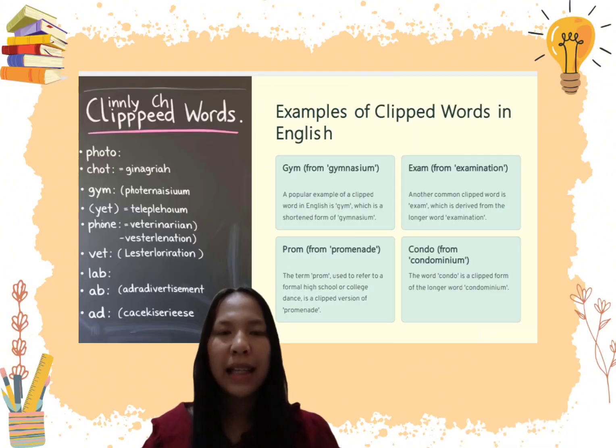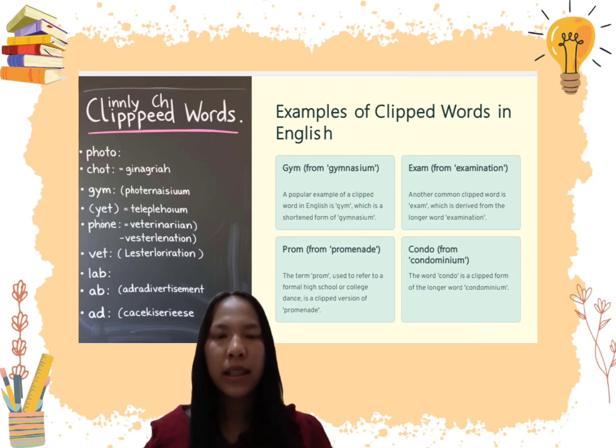Slide 5. Examples of clip words in English. Finally, here are some common examples of clip words. For example, gym from gymnasium, exam from examination, prom from promenade, condo from condominium. These examples show how clipped words are ones we often use in our daily lives.